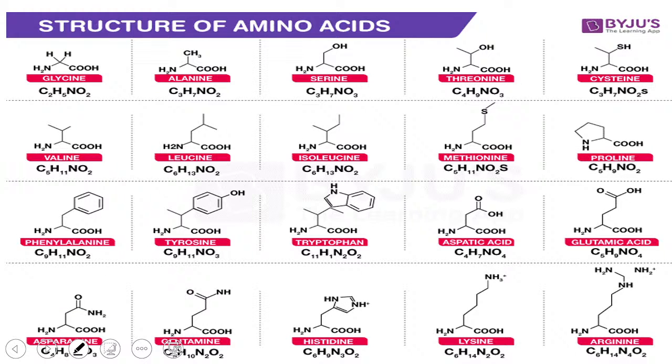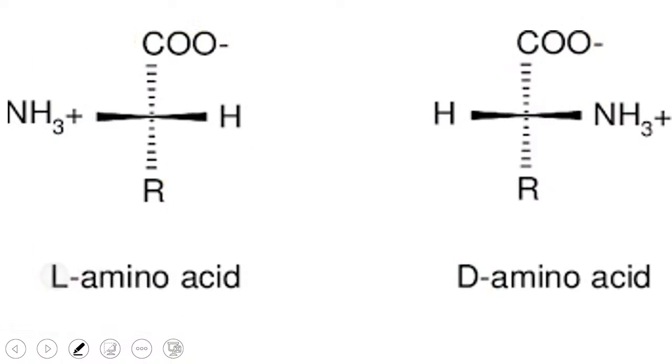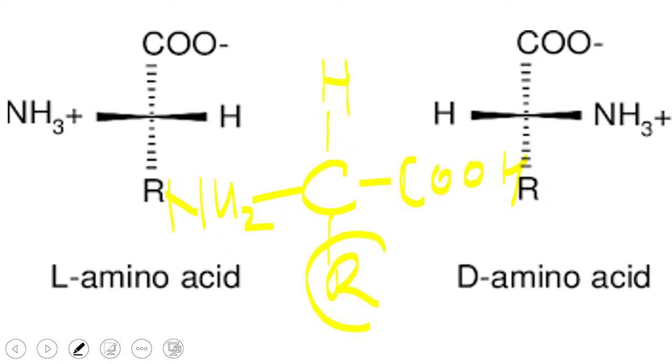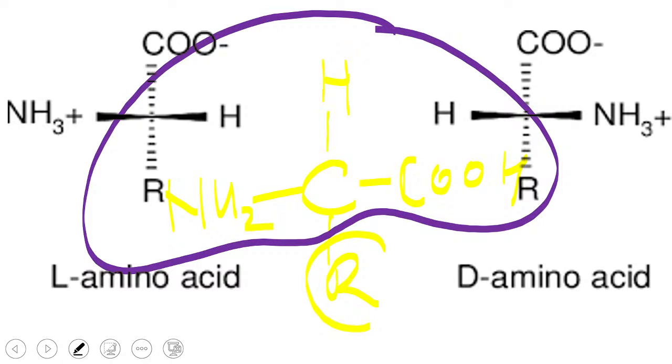Now this is the structure of the 20 amino acids which we are having. These slides I have taken from the Biojo. So if you see, every amino acid has a basic structure. Basic structure means it is having a central carbon, one hydrogen, one COOH group, one amino group and one R group. So this group is common in all the amino acids. The upper portion, C, NH2, COOH and hydrogen, is common in all the 20 amino acids whatever we are having.